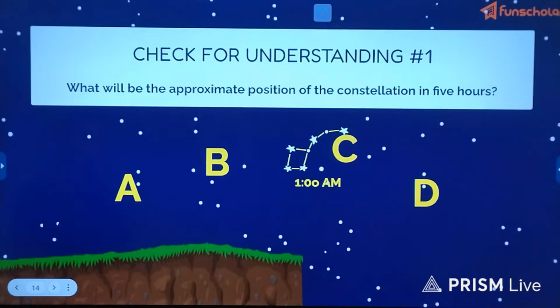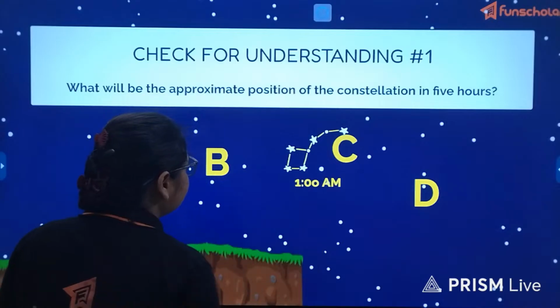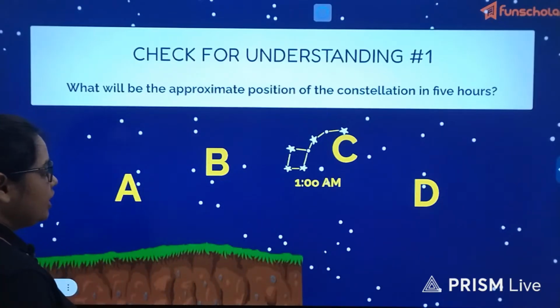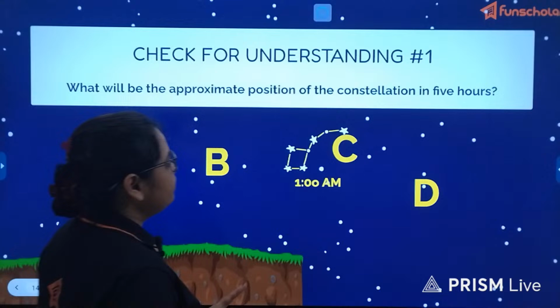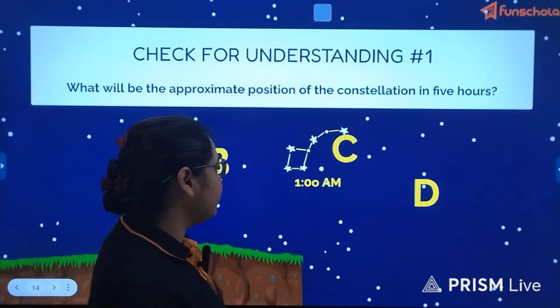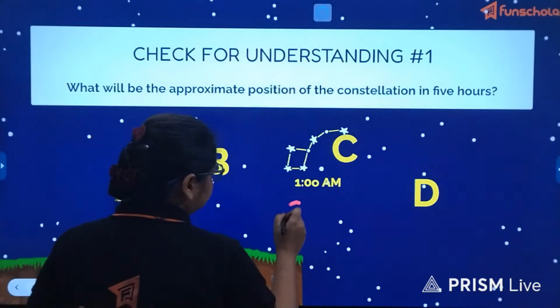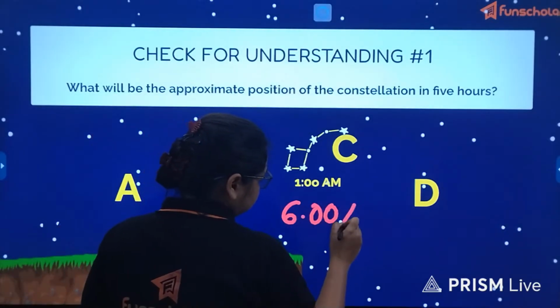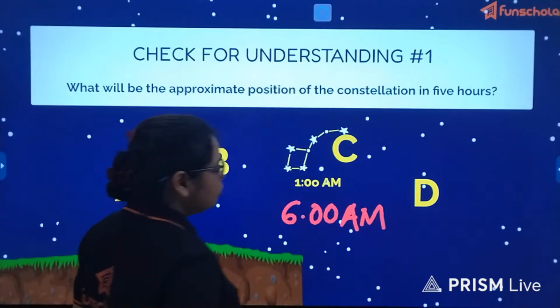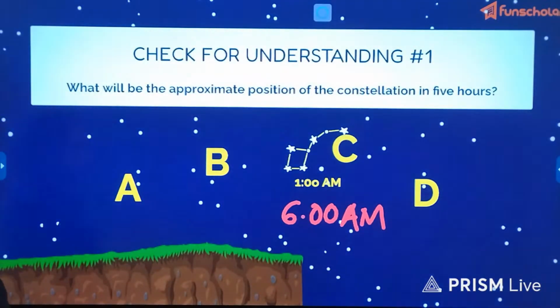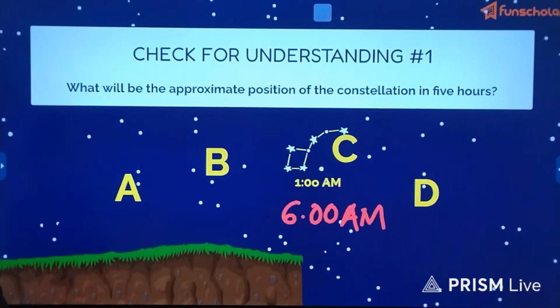Check for understanding: what will be the approximate position of the constellation in 5 hours? Here the time is given. So what will happen after 5 hours? If I add 5 hours over here, it will be 6 am. So they have asked what will be the probable position of the constellation at 6 am.